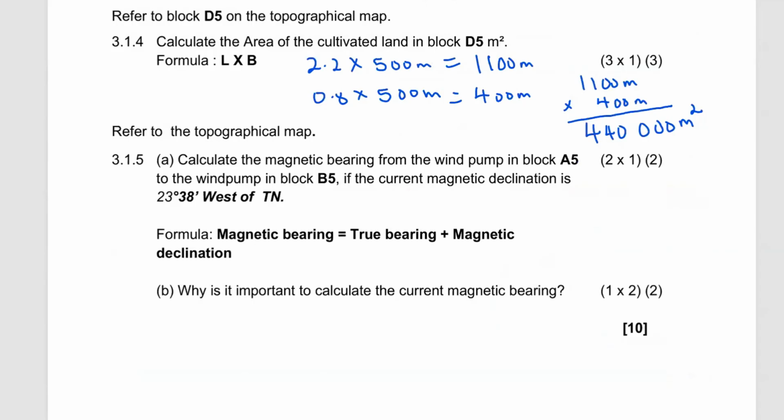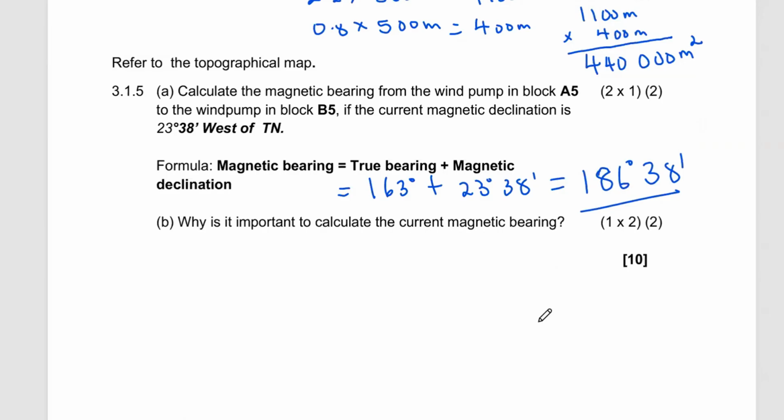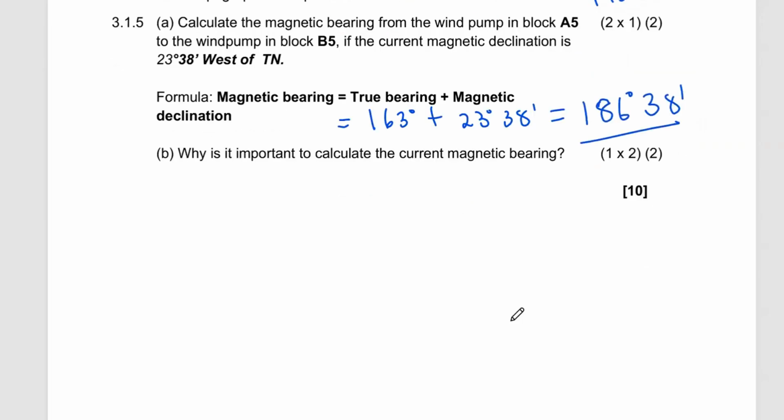So our magnetic bearing is equal to 163 degrees plus magnetic declination 23 degrees and 38 minutes. If you add those two, they give you 186 degrees and 38 minutes. That qualifies to be our correct answer. It will partly depend on your accuracy in determining the true bearing from your protractor.